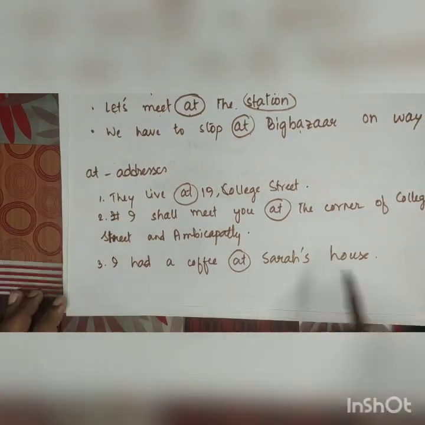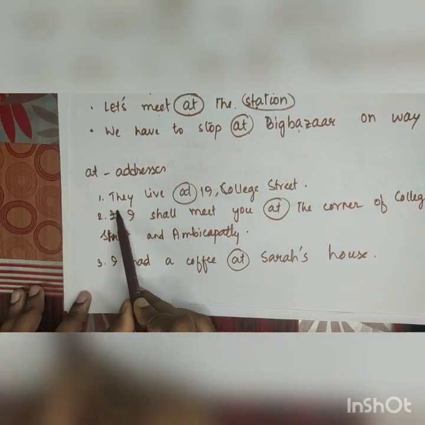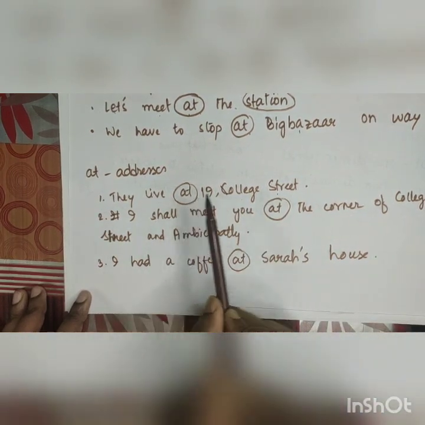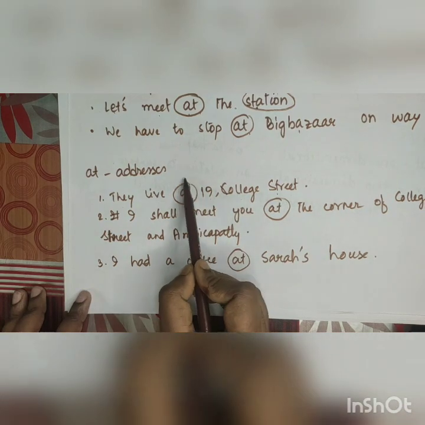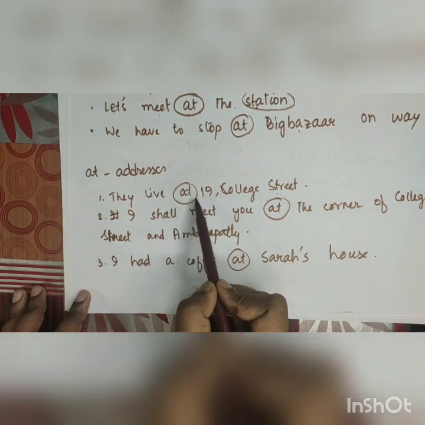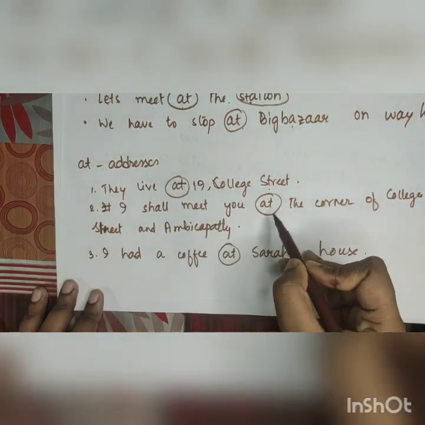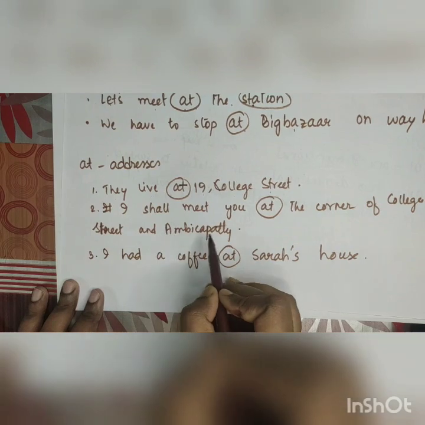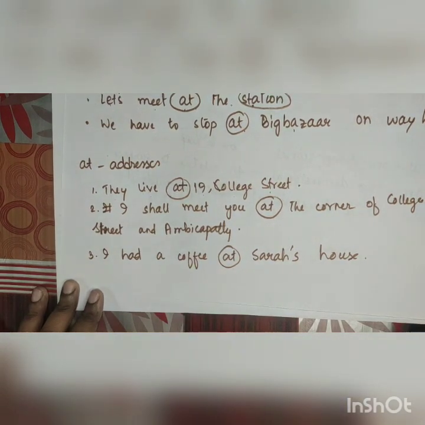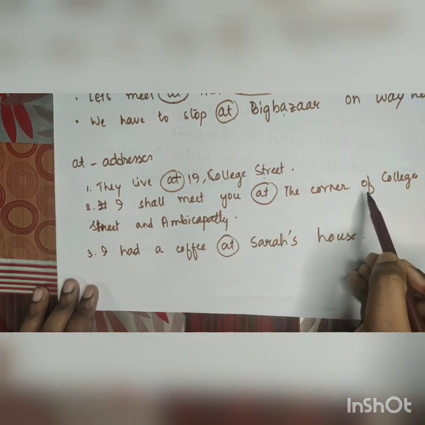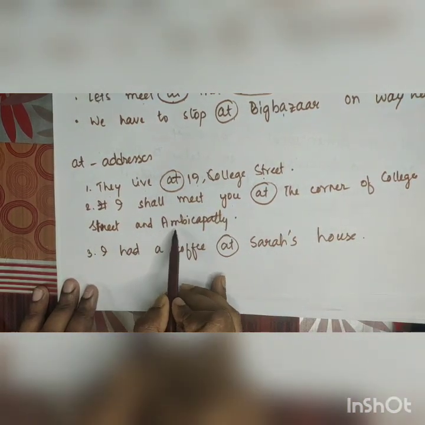Now at is also used to mention addresses. Like, they live at 19 College Street. It means they live at lane number 19 College Street. So you are giving an address of a particular place, so you are using at. I shall meet you at the corner of College Street and Ambikapatti. You are mentioning a particular place that the person has to come and meet you.